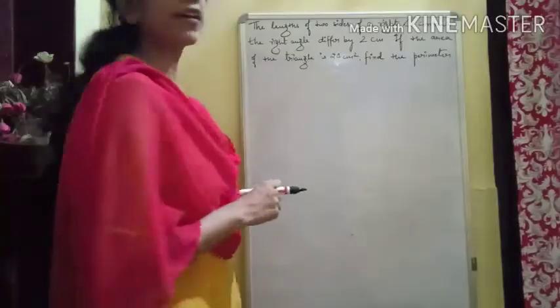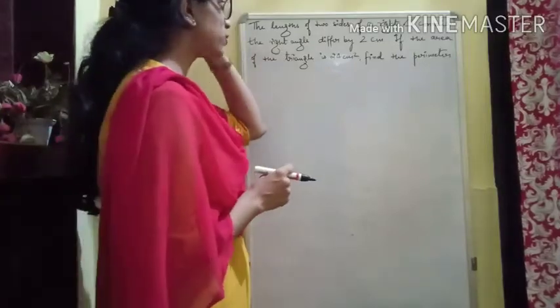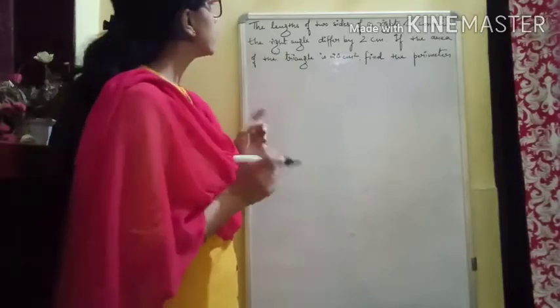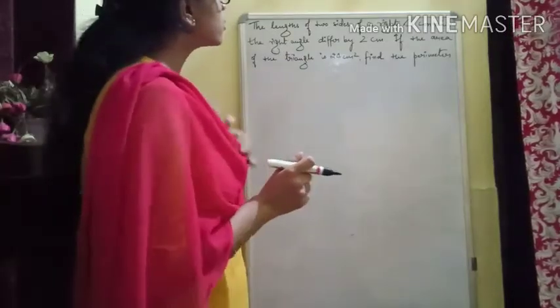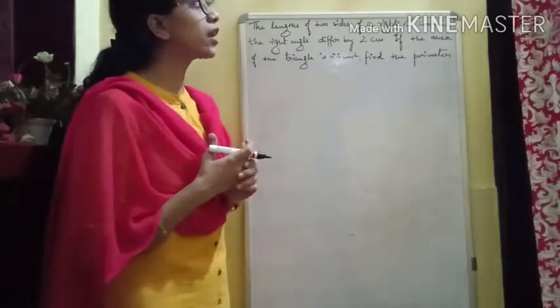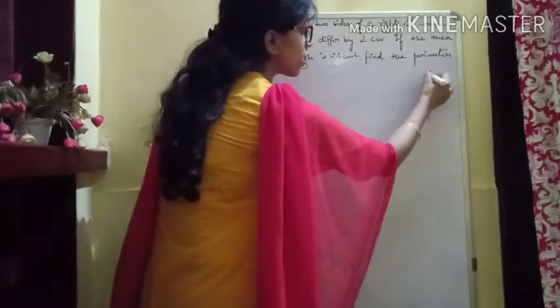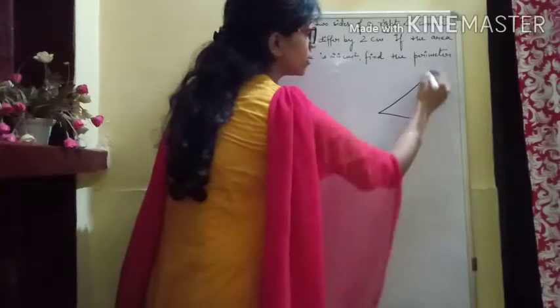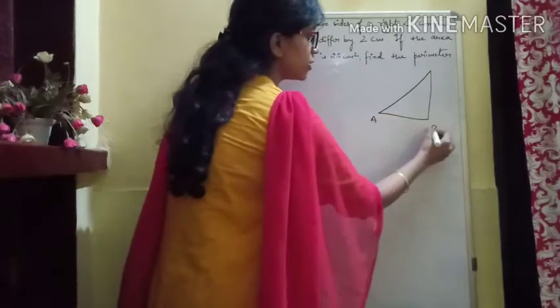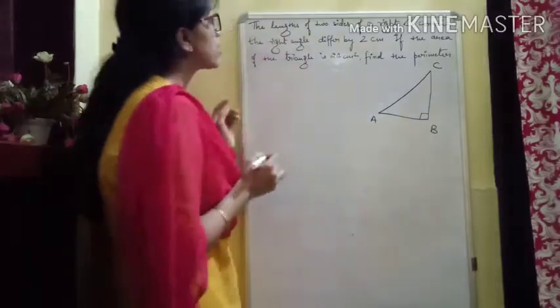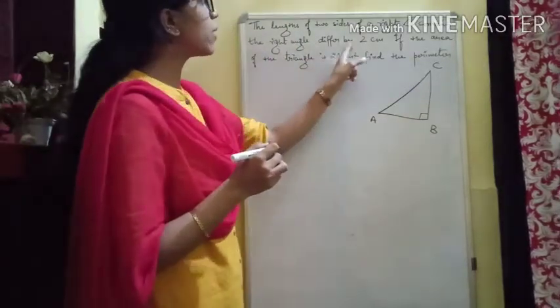Okay, so here I have taken one question from the exercise 17A. This is question number 11. Now let's read the question. The lengths of two sides of a right triangle. They are asking us to take a right angle triangle. Let's name it A, B, C, and this is right angle at B, containing the right angle differ by 2 centimeters.